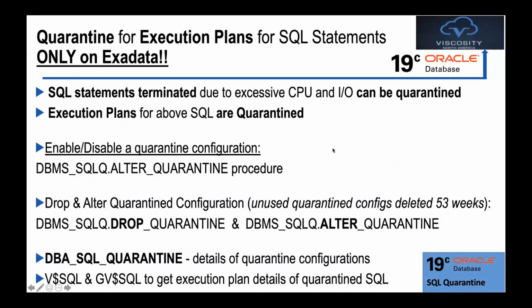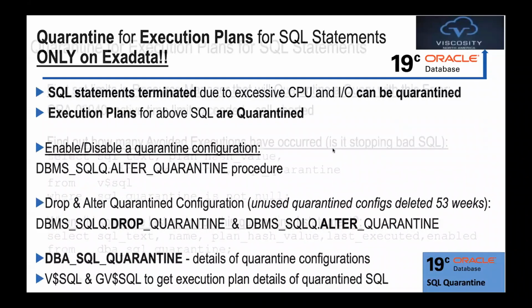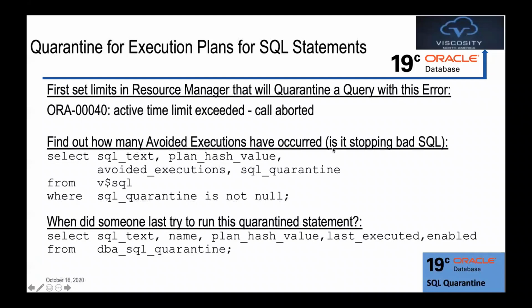Another new feature in 19C, but only in Exadata, is I can now terminate SQL statements if the execution plan has been quarantined. And this is how you quarantined it. I don't go into great detail. But this shows the error that the user is going to receive. And then also how many people have tried to execute this quarantined statement, and when's the last time they tried.